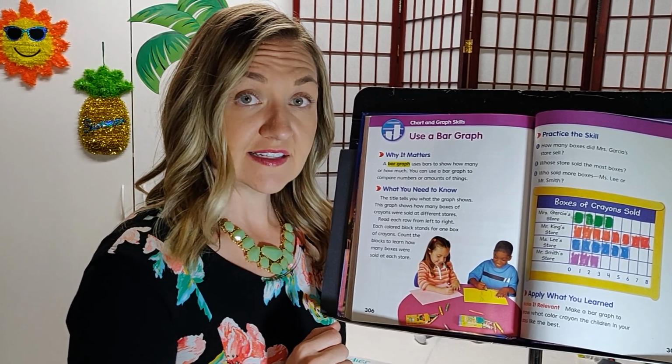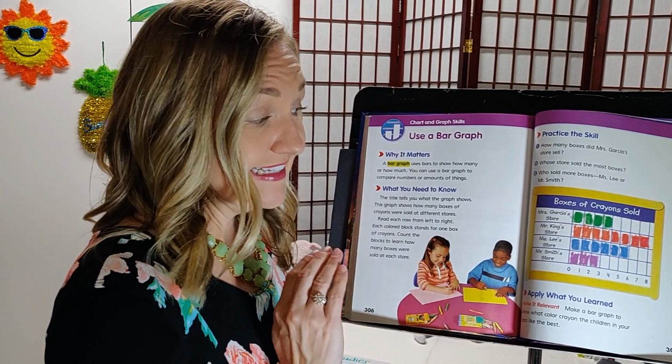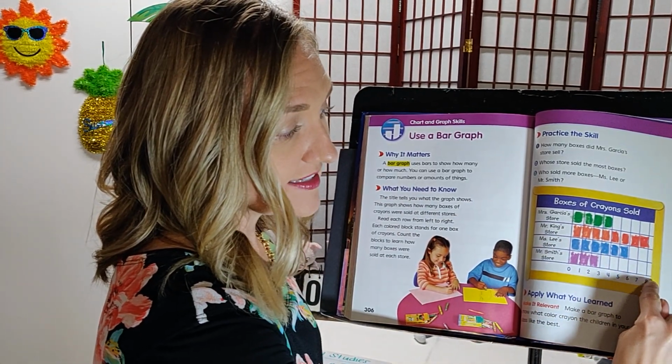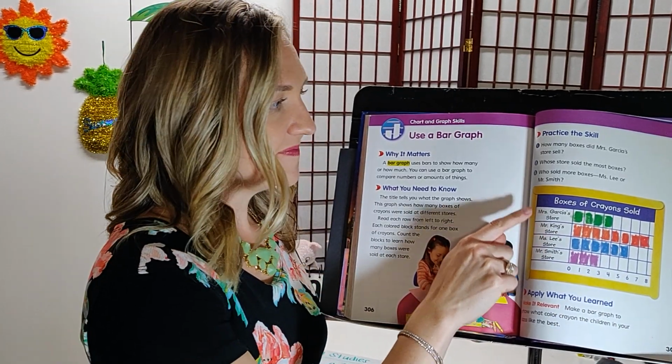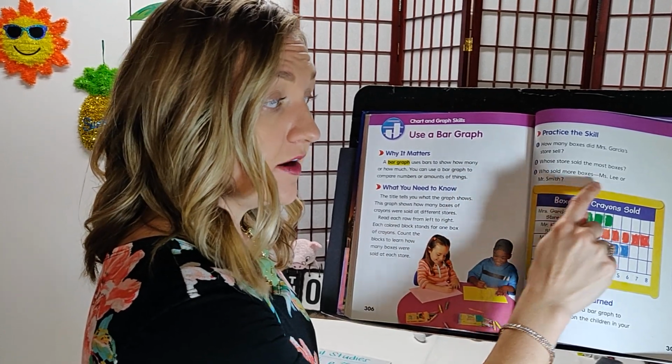2. Whose store sold the most boxes? Look carefully. Which one has the most? You can see it stands out the most because it's so long. This bar right here goes all the way to 8. And whose store is that? Mr. King's store.